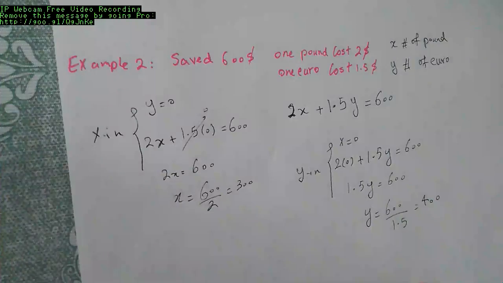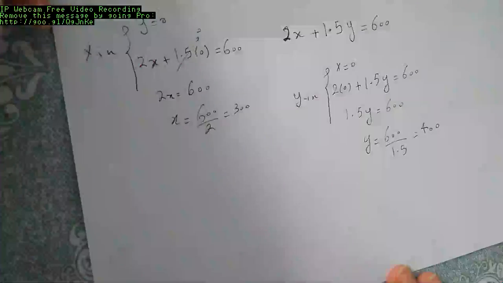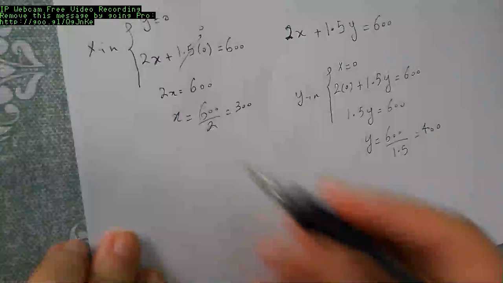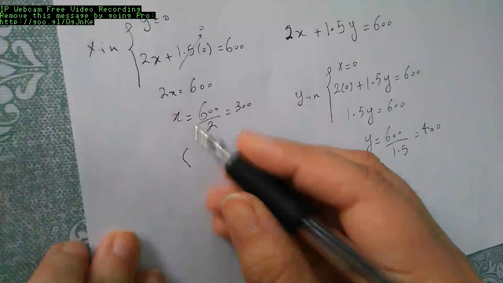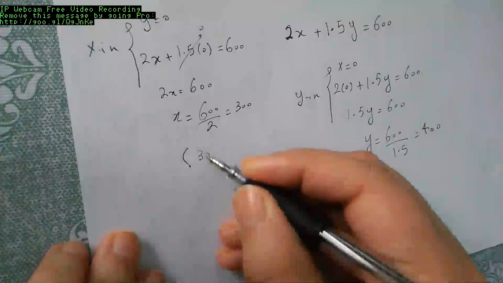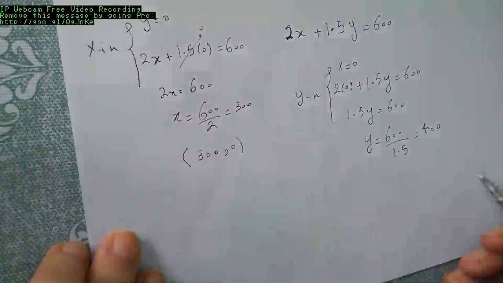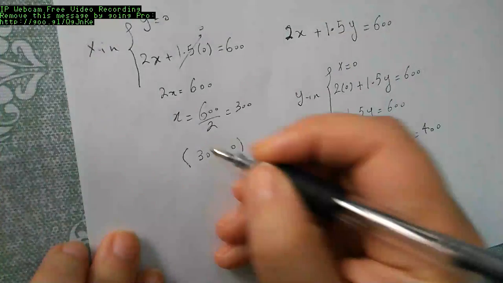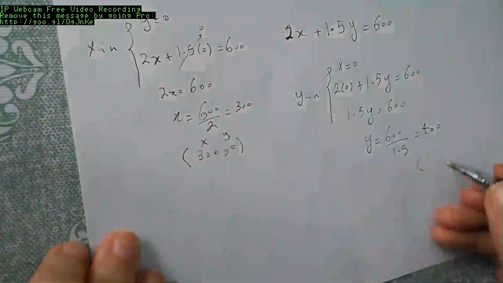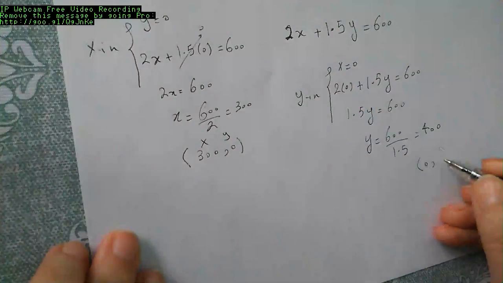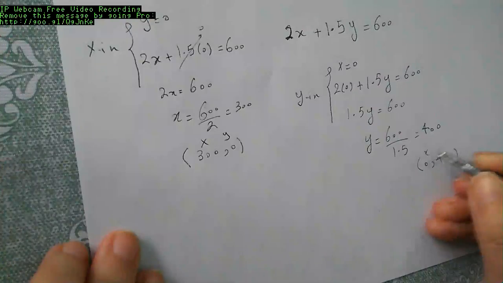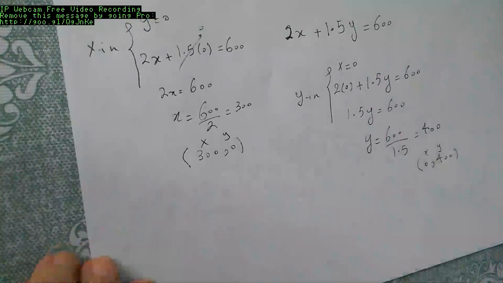400. So I can graph this. The point here is x is 300 and the y is 0. And the point here, so this is the x and here is y. The point here is the x is 0 and the y is 400. So again, x and y. These 2 points is enough for me to graph a line.